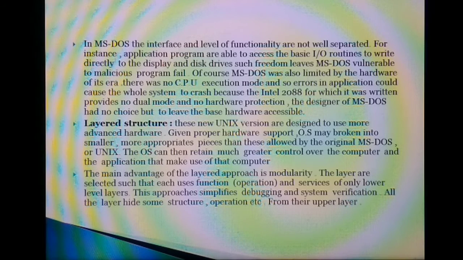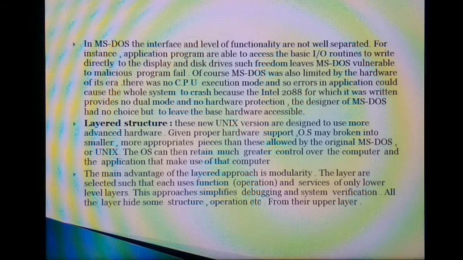Of course, MS-DOS was also limited by the hardware of its era. There was no CPU execution mode, and so errors in an application could cause the whole system to crash, because the Intel 8088 for which it was written provided no dual mode and no hardware protection. The designers of MS-DOS had no choice but to leave the base hardware accessible.